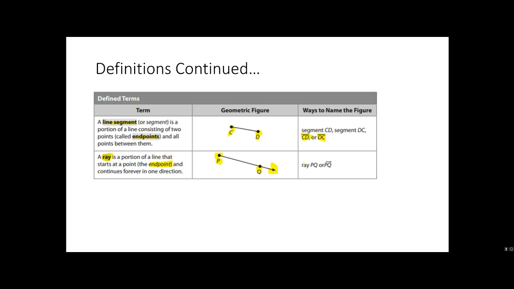When we say it, we say ray PQ, but when we write it in notation, it'll be PQ with a little ray up on top. And that's how we would write it in our proofs.